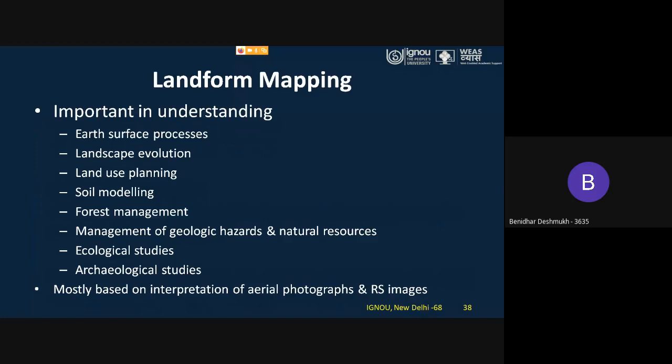Now coming to that, we will have some examples in between, but let us start with the second part, that is landform mapping. I'll be covering many examples under this part. Landform mapping is important because it gives us an idea about what processes are active on the Earth's surface, how the landscape has evolved with time, and about land use planning, soil modeling and forest management, management of geological hazards and natural resources, ecological studies, archaeological studies. There are many things that could be covered where the landform is useful.